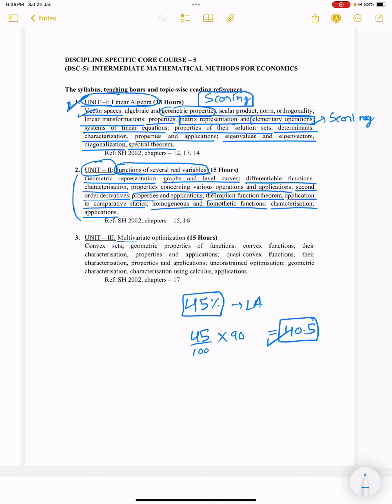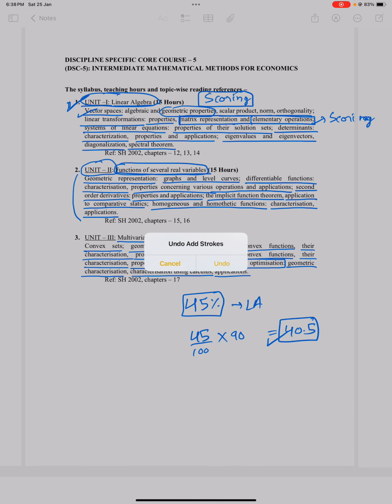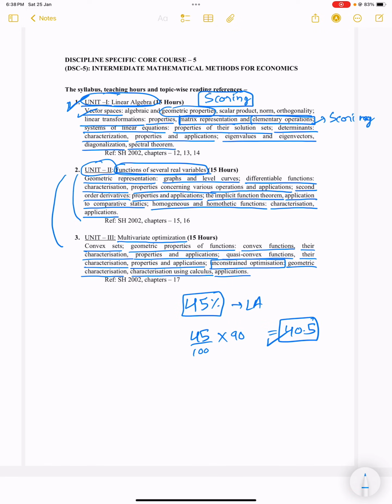And lastly, multivariate optimization: convex sets, geometric properties of functions, convex functions, their characterization, properties and applications, quasi-convex functions, their characterization, properties and applications, unconstrained optimization, geometric characterization, characterization using calculus, applications. And most of your questions from these two units would be application based. They won't be asking you for proofs, they would be application based only.